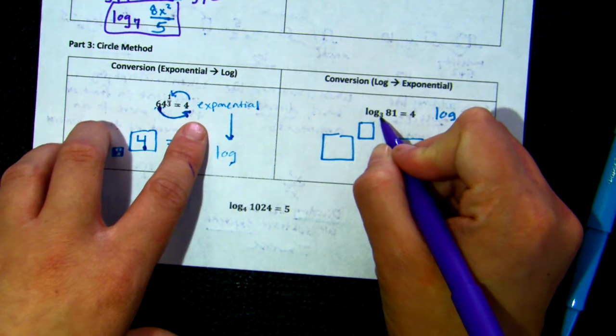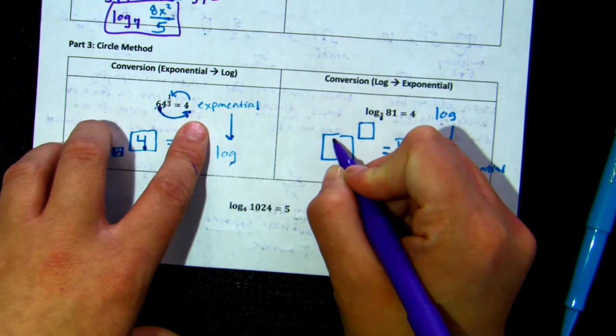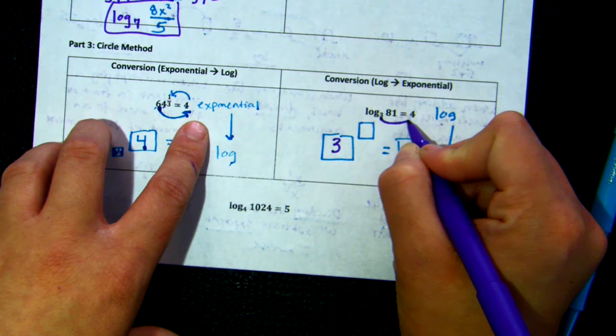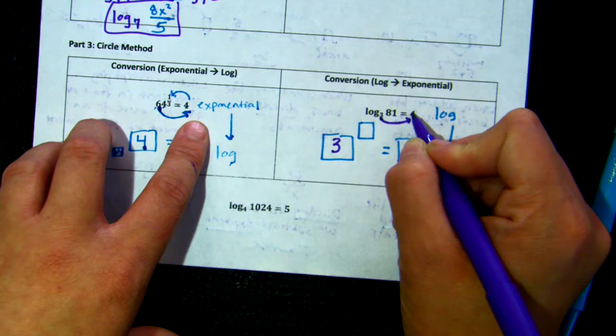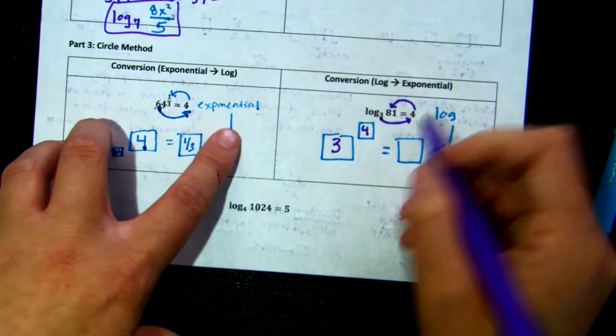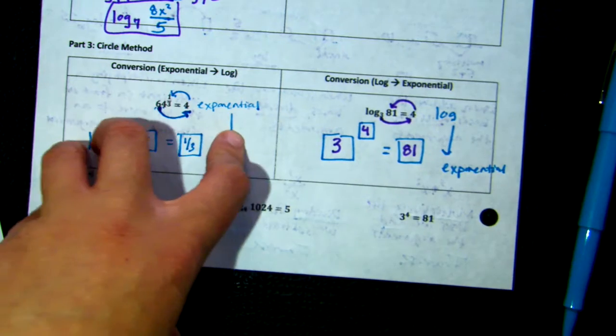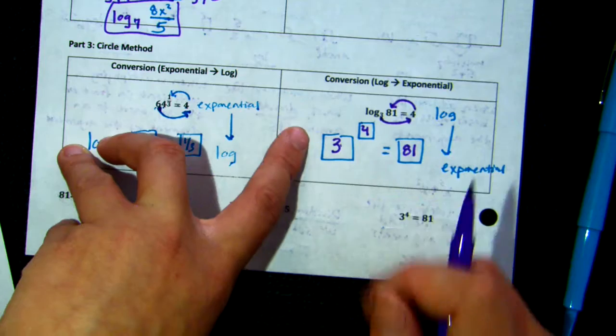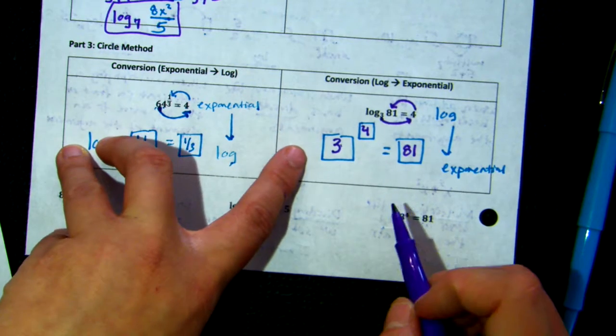So I'm going to start with my 3. That's my base, so I write it in as my first number. I go across the equal sign to get to 4. That becomes my exponent, and I go back around the equal sign to get to 81. So 3 to the power of 4 is equal to 81. And you can always pop that in your calculator to double check.